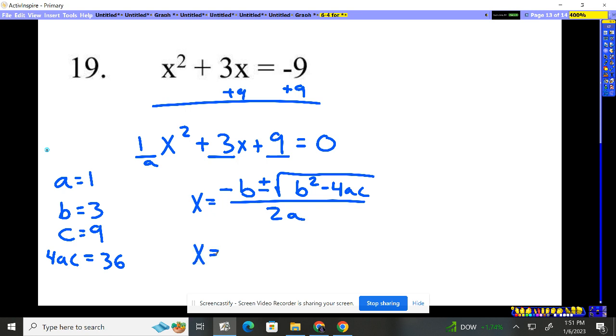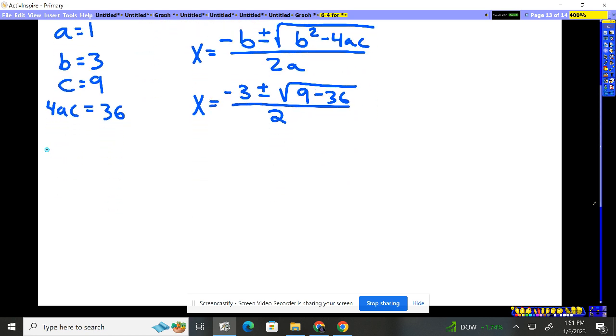All right, let's plug in the numbers. Opposite of b, so negative 3 plus or minus square root b squared. 3 squared is 9, minus the 4ac is 36, all over 2 times a, which is 2 times 1 is 2. Okay.